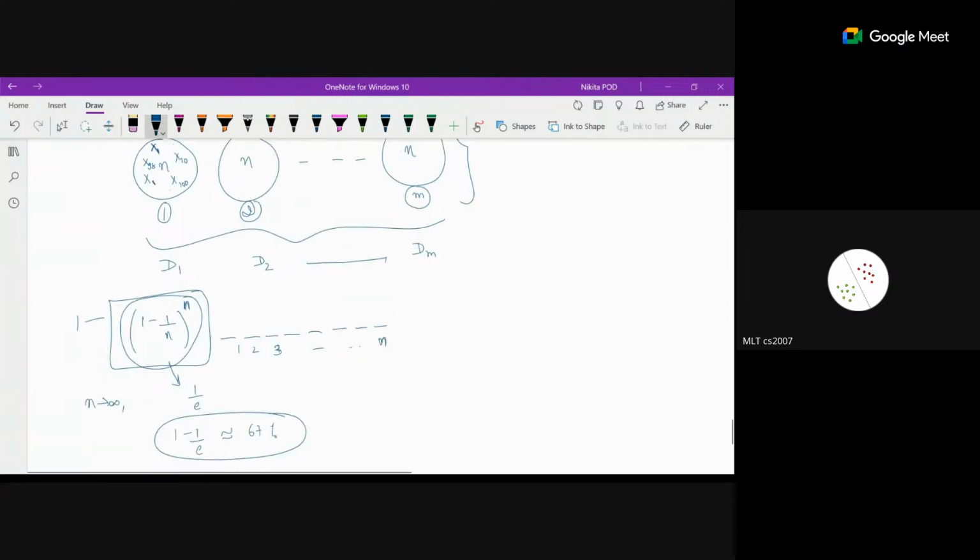So if this is the probability for any data point to be in the bag, then in another way we can say that some 33% repetitions are happening on average in each bag. Correct? This is what we can conclude.